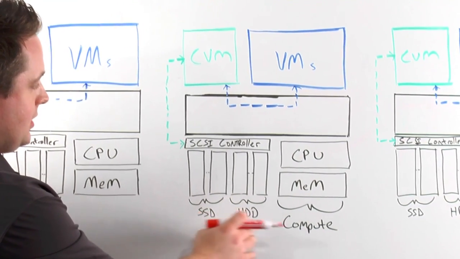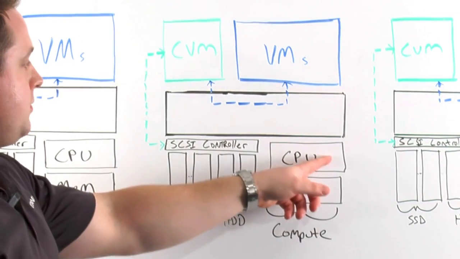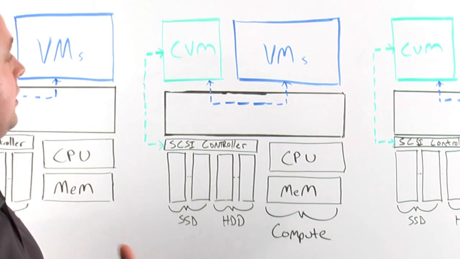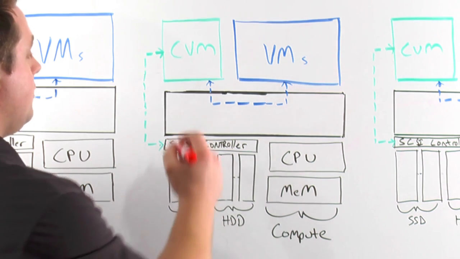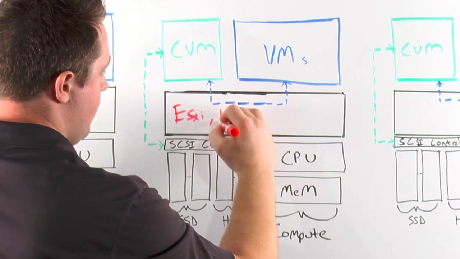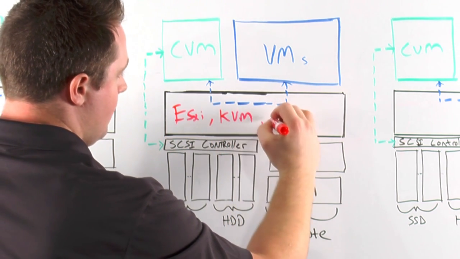including both SSDs and HDDs, as well as compute, including CPU and memory. Each Nutanix node runs an industry standard hypervisor. This includes ESXi, KVM, and Hyper-V.